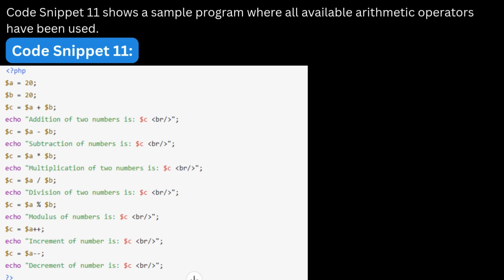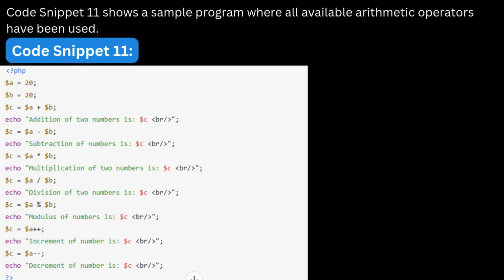Then the program moves on to multiplication. Using the asterisk operator, it multiplies 20 by 20, storing the result 400 in the variable C, and displaying the output accordingly. After that, we perform division. The expression A divided by B equals 1, because 20 divided by 20 is exactly 1. Again, PHP prints this result on the screen. The next operation is the modulus, represented by the percent symbol. This operator returns the remainder after dividing one number by another. Since 20 divided by 20 leaves no remainder, the modulus operation returns 0.